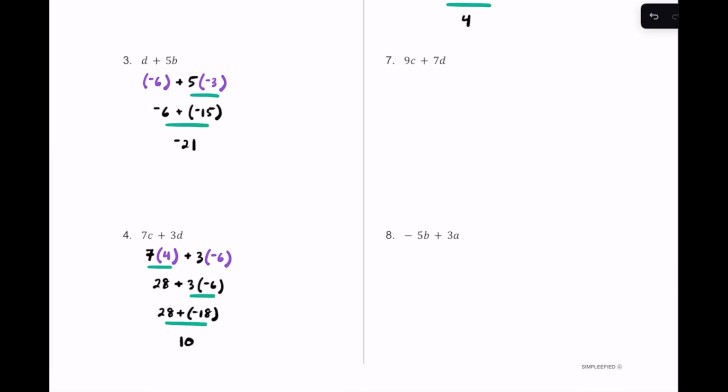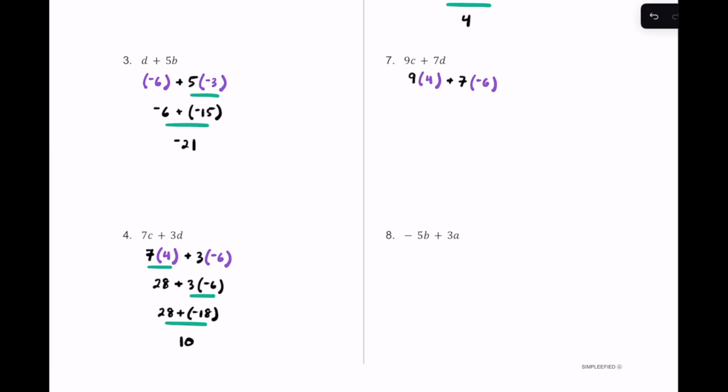So 9 multiplied by c, so it's 9 times whatever c is. Now c again was equal to 4. So it's going to be 9 times 4 plus 7 multiplied by d. Now d was negative 6, right? So 7 times negative 6. We have 3 operations. 2 are multiplication, 1's addition.